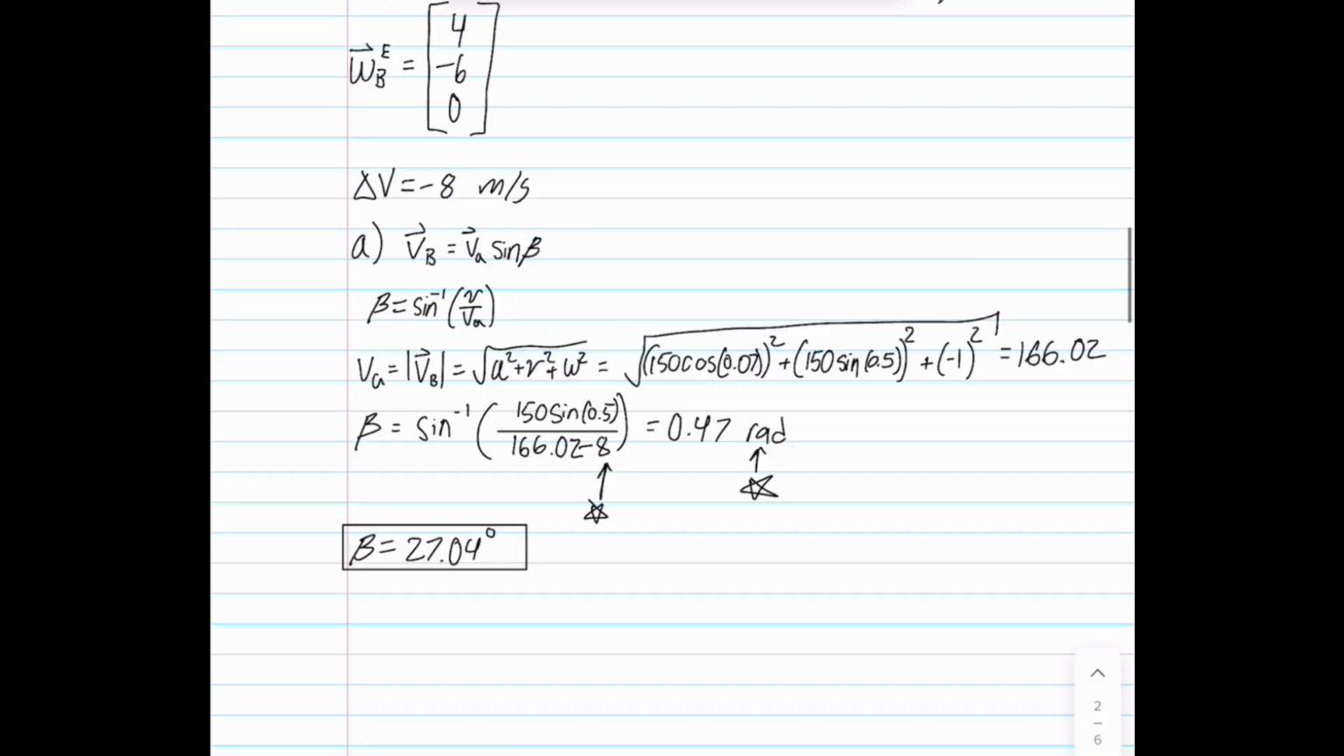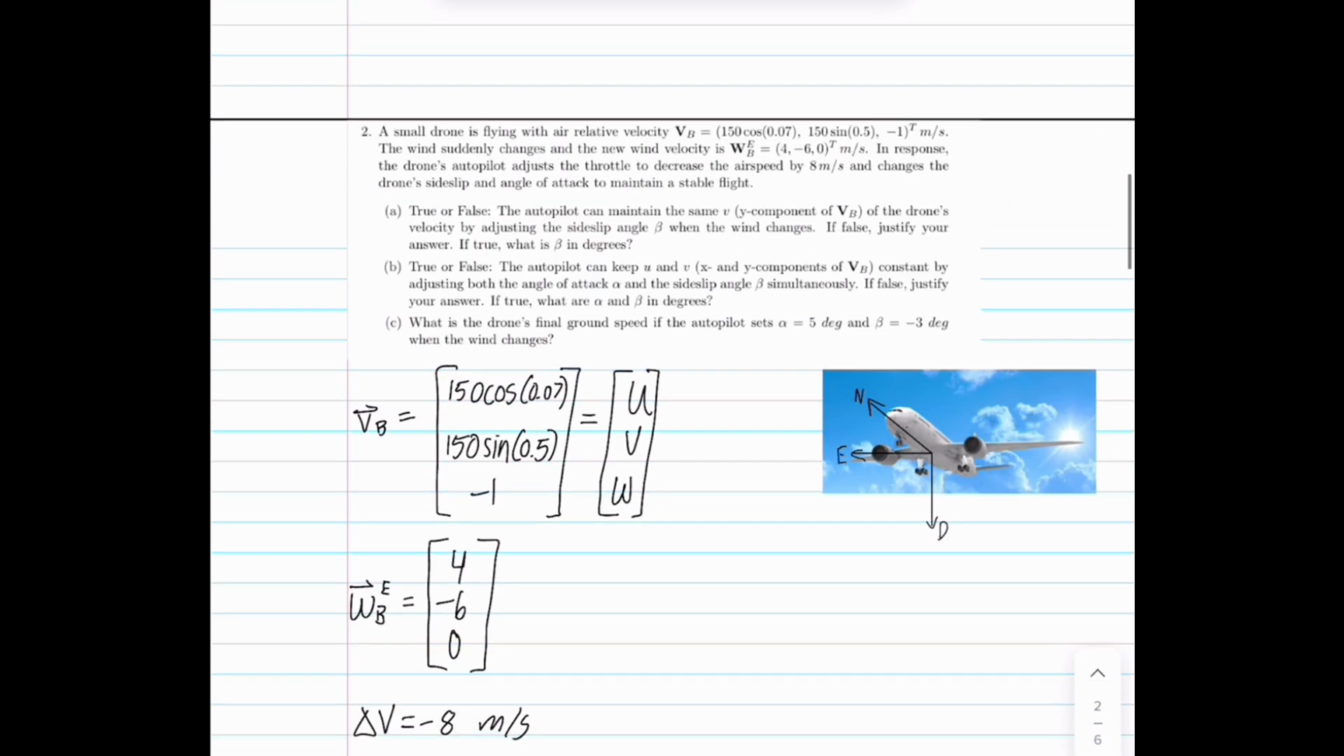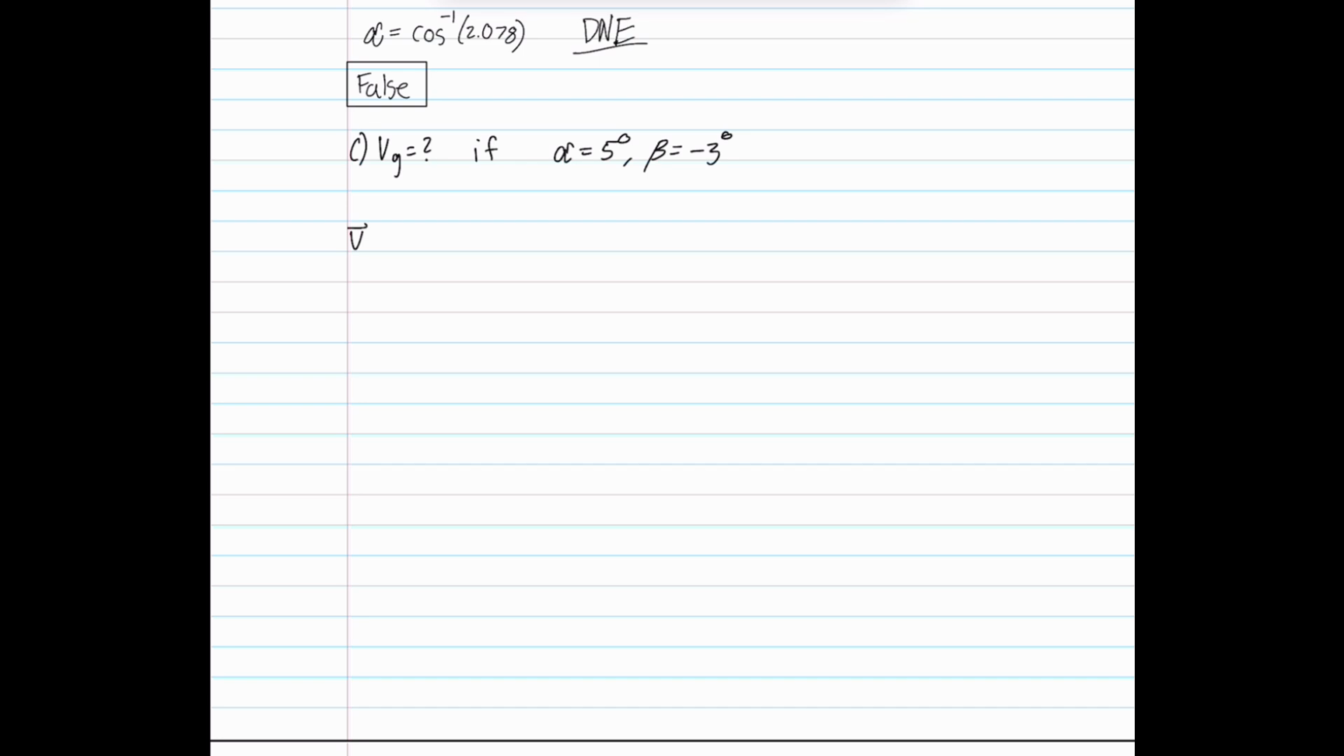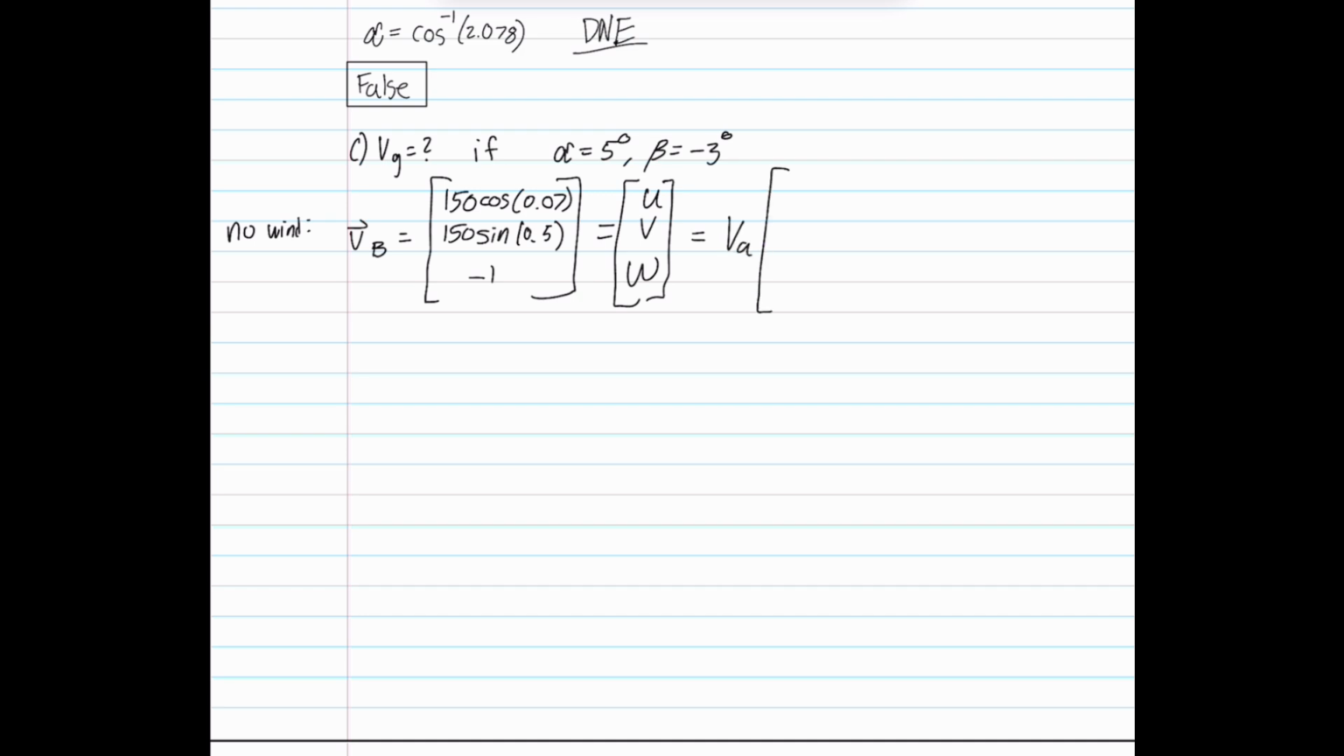Okay, part C. What is the drone's final ground speed if the autopilot sets alpha equal to 5 and beta equal to -3 when the wind changes? Let's write out our new information that we just have. We're trying to find the ground speed, and we get these two angles. So, without wind, the velocity expressed in the body frame is what they gave us. And that's equal to u, v, w. And that's equal to the airspeed times this vector.